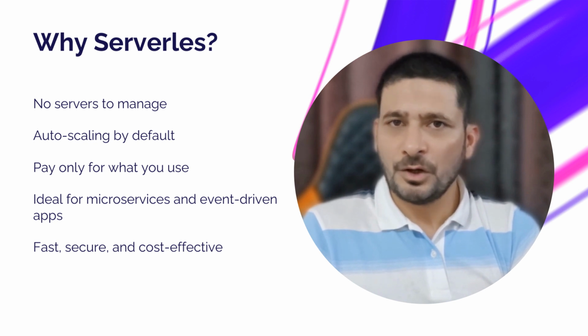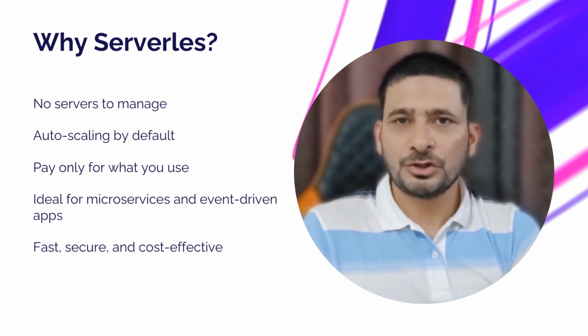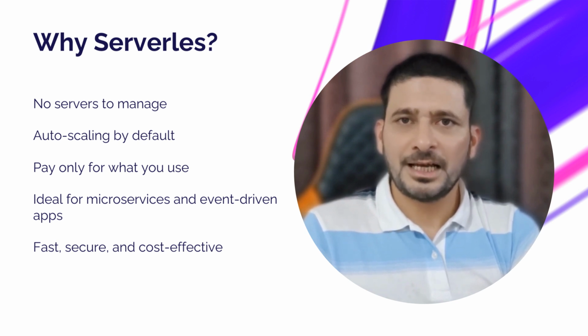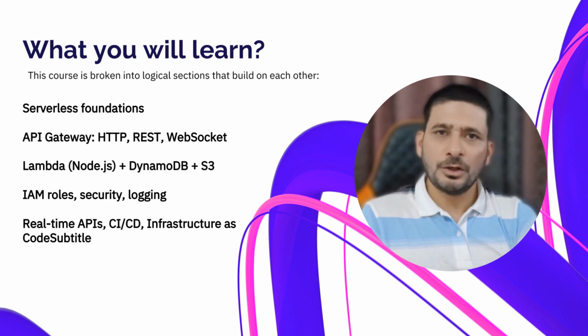Imagine building a photo upload feature. In a traditional setup, you'd need a web server, a thumbnail generator, storage logic, and monitoring. In serverless, a single Lambda function triggered by S3 can handle the upload, resize the image, and store the result, automatically scalable and pay-as-you-go. This course is broken into logical sections that build on each other.